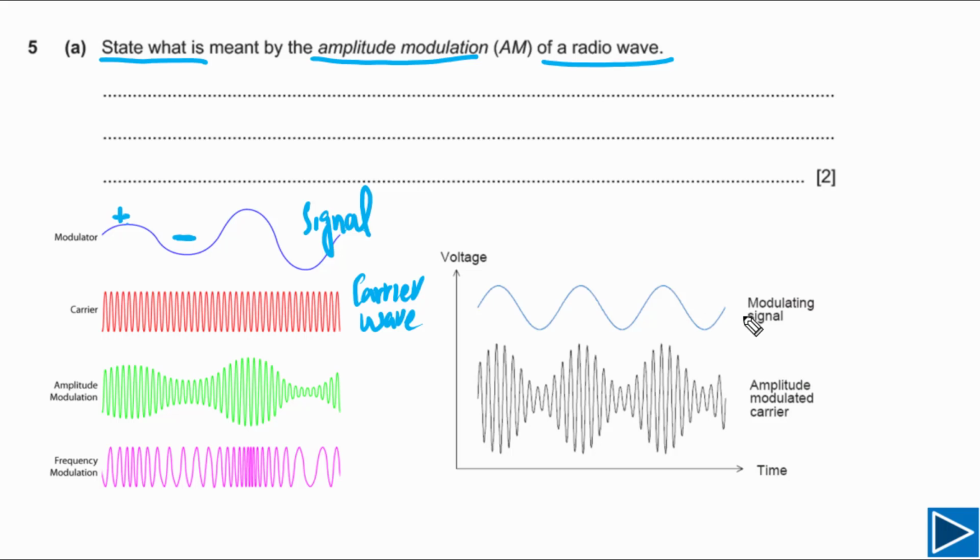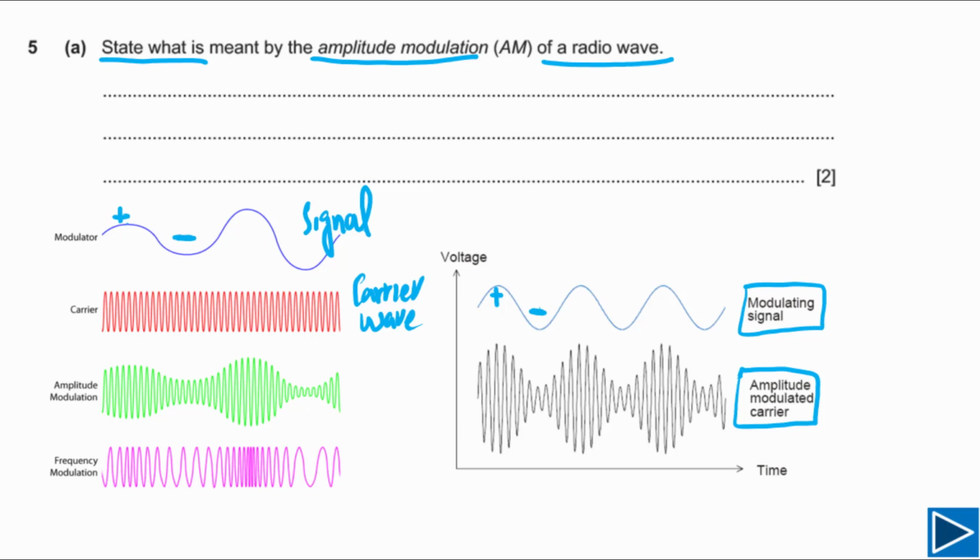We can also look at this one. You can see this is the modulating signal here, and we have here the amplitude modulated carrier wave. You can also see when the displacement here is positive, the amplitude of this modulated carrier wave is greater. But when the displacement of the signal is negative, the amplitude of the amplitude modulated carrier wave is smaller, and so on. So amplitude modulation simply means that the amplitude of the amplitude modulated carrier wave depends on the displacement of the signal.